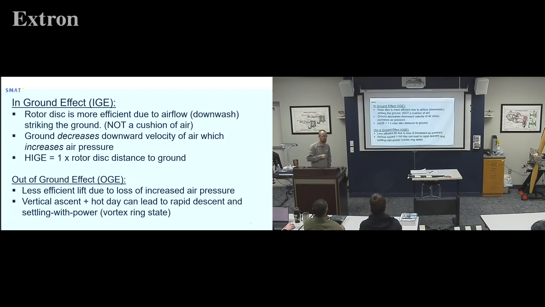Okay. We have IGE and OGE. IGE and OGE. And then we're going to get to HIGE and HOGE. I'm not lying. I'm serious. IGE and OGE, HIGE and HOGE. IGE, the rotor disc is more efficient due to airflow, downwash, in ground effect, striking the ground, and it's a cushion of air.